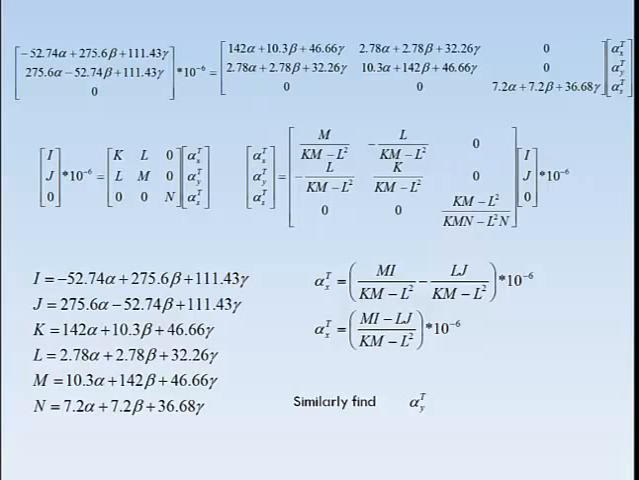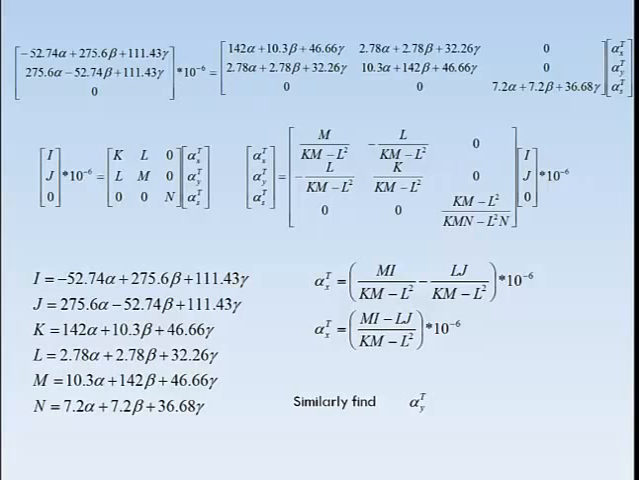We are substituting the values and taking I equal to minus 52.74 alpha plus 275.6 beta plus 111.43 gamma, J equal to 275.6 alpha minus 52.74 beta plus 111.43 gamma, K equal to 142 alpha plus 10.3 beta plus 46.66 gamma, L equal to 2.78 alpha plus 2.78 beta plus 32.26 gamma, M equal to 10.3 alpha plus 142 beta plus 46.66 gamma, N equal to 7.2 alpha plus 7.2 beta plus 36.68 gamma.